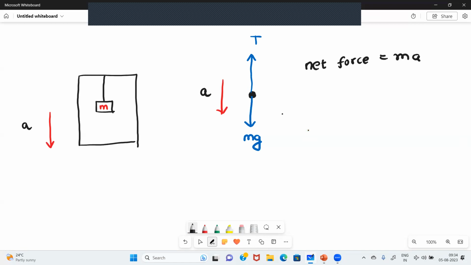And what is net force? Or what are the forces acting on the mass? Tension upwards, mg downwards. That's all, right? Now, what is the resultant force? There are only two forces acting on it, mg and tension. So what should you do to those two forces to get the resultant? Mg minus T. So net force is nothing but mg minus T.